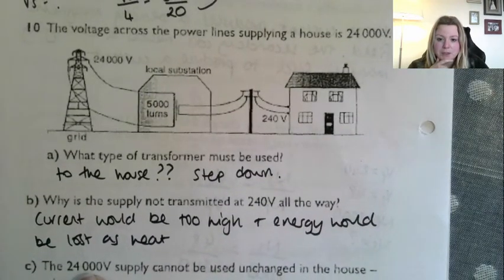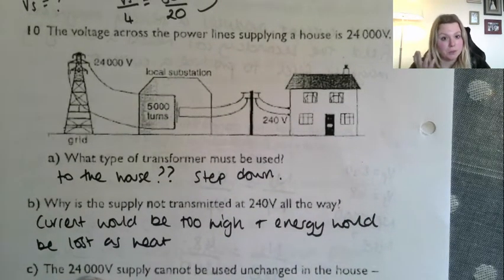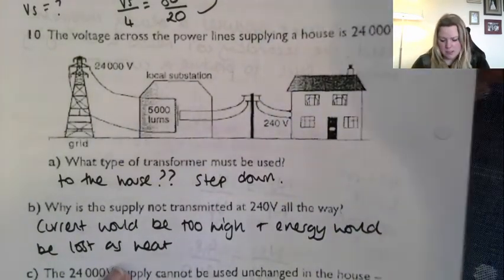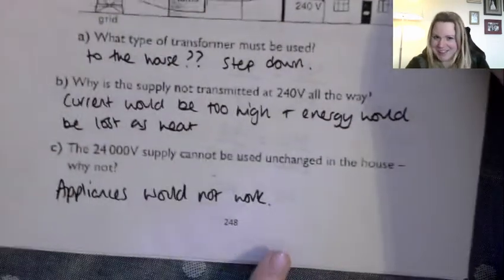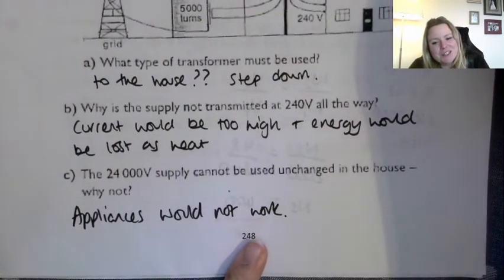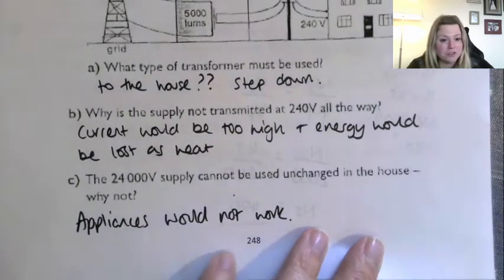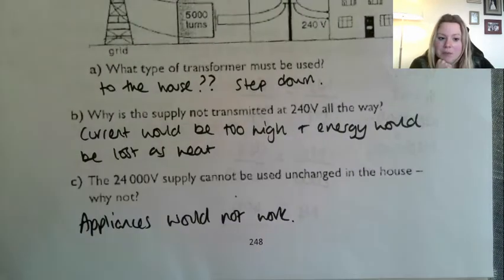Why is the supply not transmitted at 240 volts all the way? Well, that would mean that the current would be too high and then energy would end up getting lost as heat. These answers are quite repetitive. See, the 24,000 volt supply cannot be used unchanged in the house. Why not? Your appliances are just not going to work. Appliances are made to work at the 240 volts, and if you suddenly supply them with 24,000 volts, it's not going to end well. You're just going to wreck your stuff.